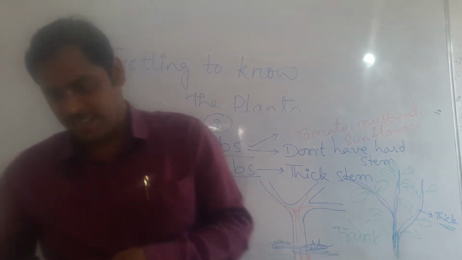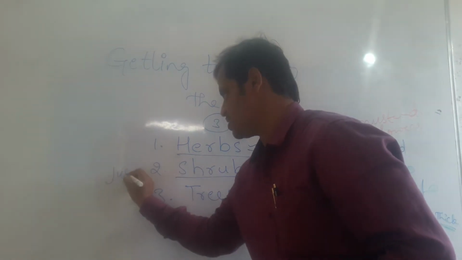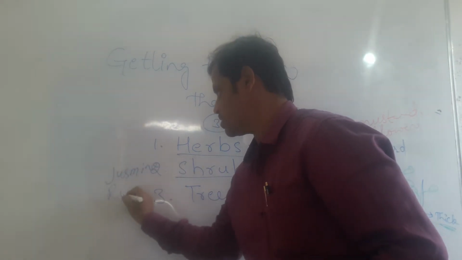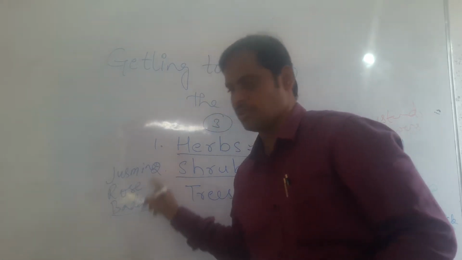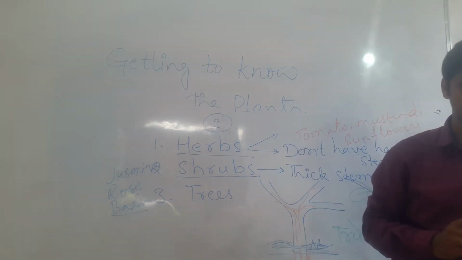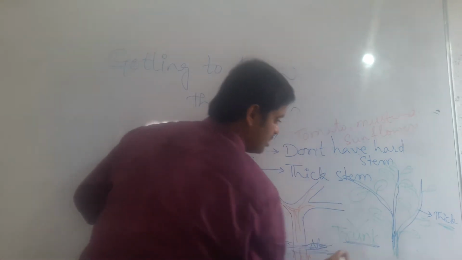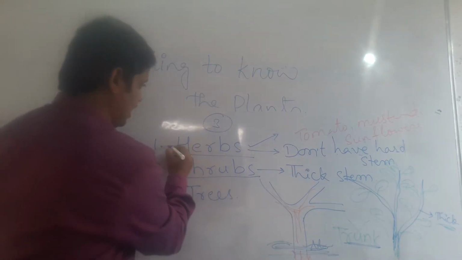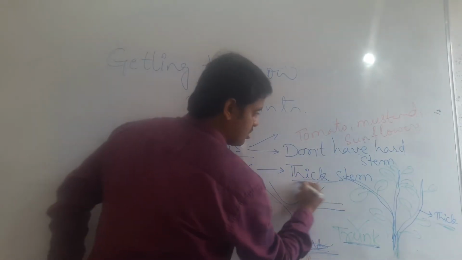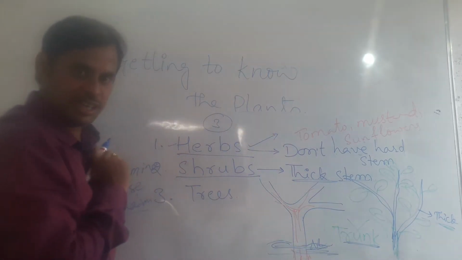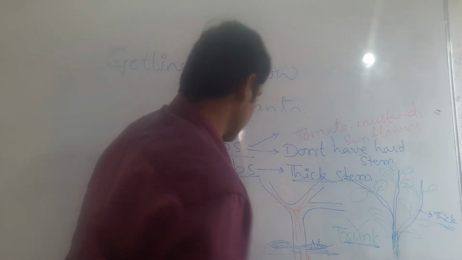For example, we can say jasmine, rose, and do you know badam? Right. These are the plants which are called shrubs, which don't have a strong stem, meaning a trunk. We are going to call it a trunk. So herbs don't have a woody stem, whereas a shrub has a thick stem but not as sturdy as trees. Let us come to the third type, that is tree. So let us see.